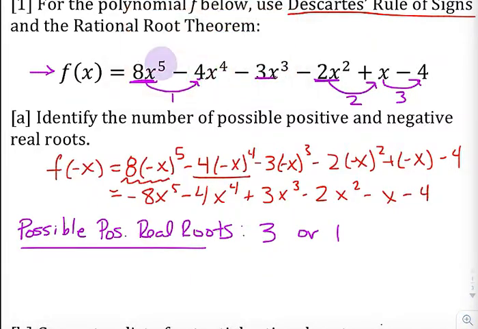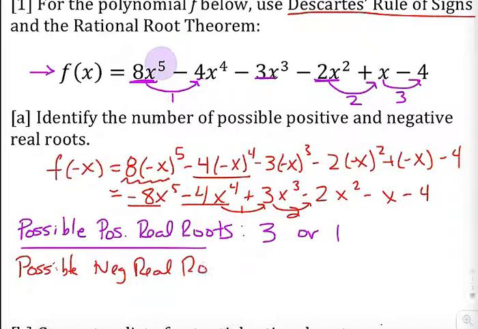If we look at f of negative x, we'll notice we start out as a negative term. It's still negative in the second term, but then we jump to a positive. So that's 1 change. Then we jump to a negative. That's a second change. And then it stays negative throughout the problem. And so if we want to know about the possible negative real roots, we'll notice we change sign twice, so we could have 2 of those.